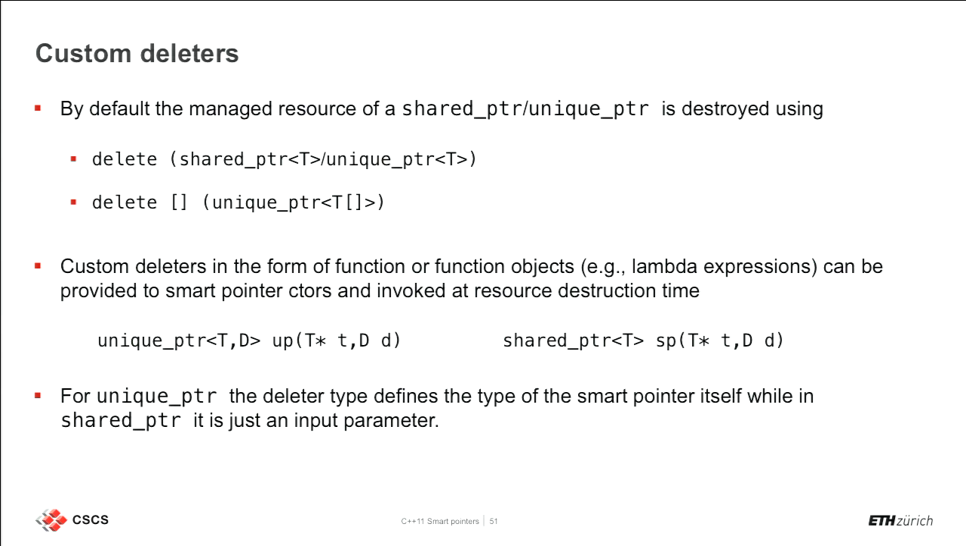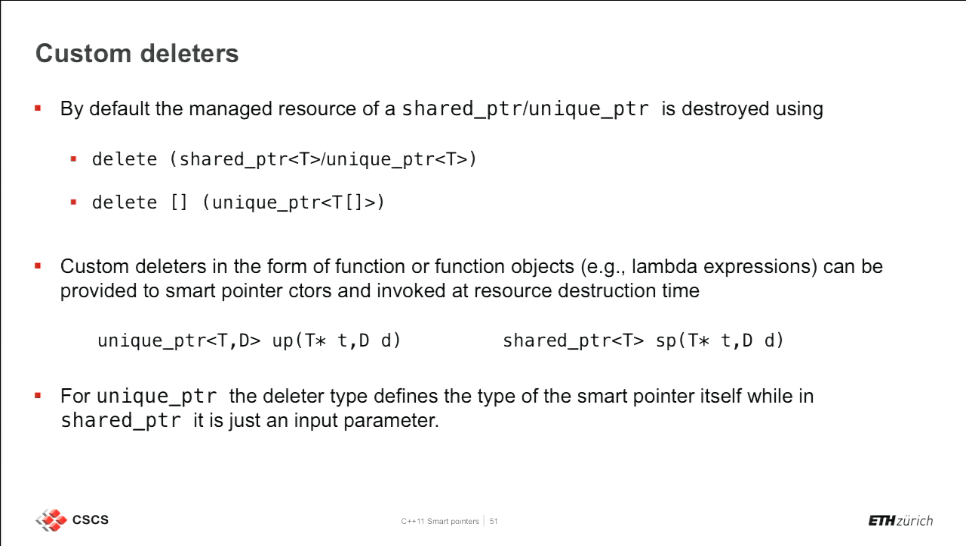But these two objects, unique and shared pointer, also give you the possibility to specify a custom delete procedure, so that you can decide what should be performed by the smart pointer when the last instance of shared pointer or the single instance of unique pointer is destroyed. You can provide the so-called custom deleter, which is basically a callable object, which can be provided as an input parameter for the shared pointer case, and as an input parameter and template type for the unique pointer.